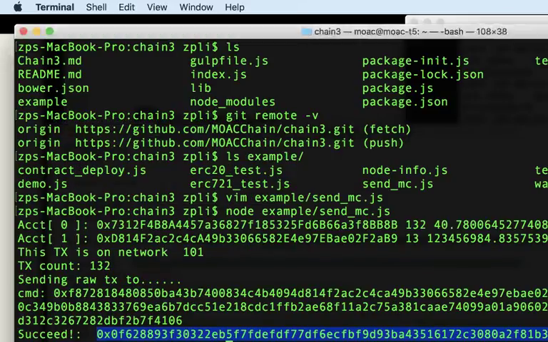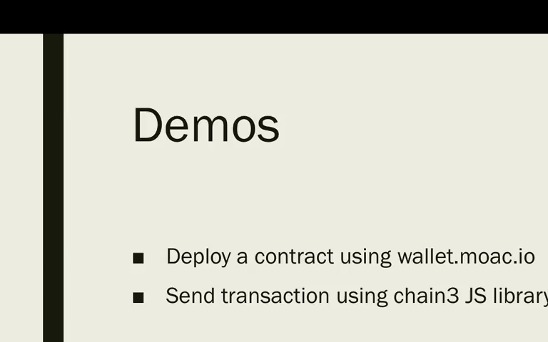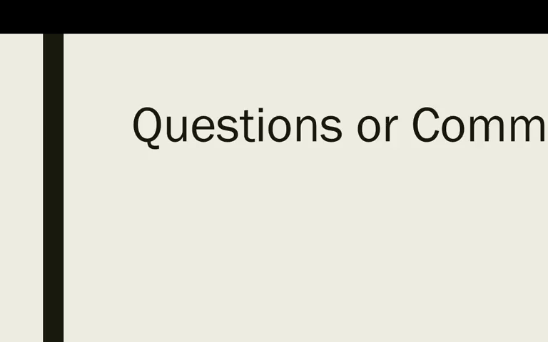We also have some examples inside the example directory, which show you how to deploy an ERC20 and call some ERC20 functions, how to deploy an ERC721, or just show some node information using our Chain3 library. Okay, those are the two simple demos we have for today. We are going to provide more information in later seminars. Now let's see if anybody has some questions.